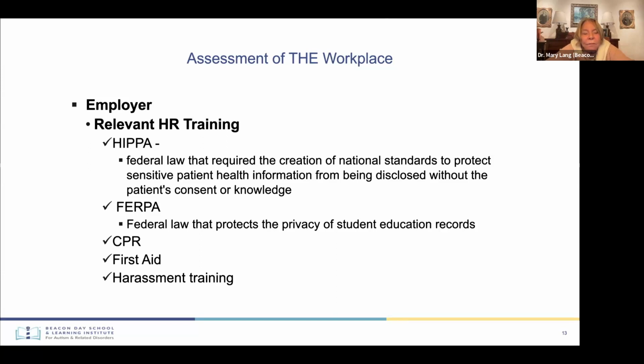CPR, that's obviously necessary if somebody is hurt in the workplace, and first aid as well. You really want to be competent in CPR, first aid, because you never know when you're going to come across an individual that is impaired for some reason.